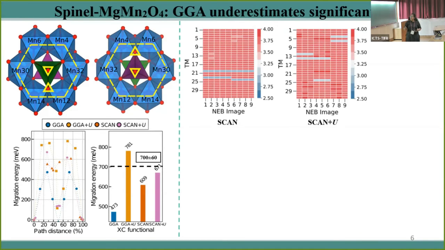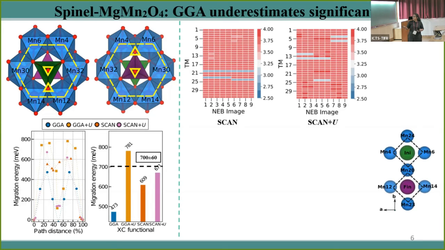Here we have the magnetic moments of each of the transition metal ions in the structure, whose numbers are given along the y-axis, as a function of the image number. Image 1 corresponds to the initial site being occupied, and image 9 corresponds to the final site being occupied. This is for the SCAN and SCAN+U functionals, and we have plotted the magnetic moments in the form of a heat map. The bottom figure shows the local neighbors corresponding to the initial and final sites for your reference. A magnetic moment value of 4 corresponds to manganese in the +3 oxidation state, and a value of 2.5 corresponds to manganese in the +4 oxidation state.